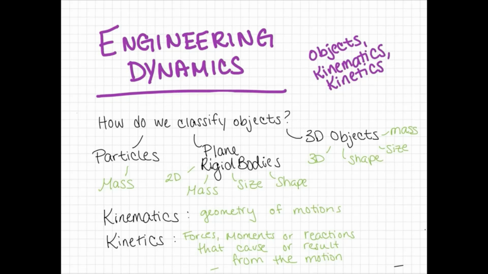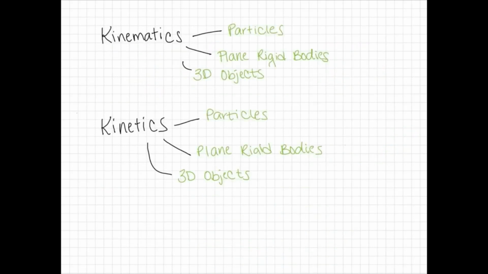Now, just to give you an idea of where we're going to be basically splitting up this course into kinematics and kinetics. So we're going to start by focusing on kinematics, talking about particles, plane rigid bodies. We're not going to hit so much on 3D objects, being that they're not too heavily covered in most courses, like we said. But we're going to be focusing mostly on these two subjects with particles first, and then moving on to the more complex plane rigid bodies.